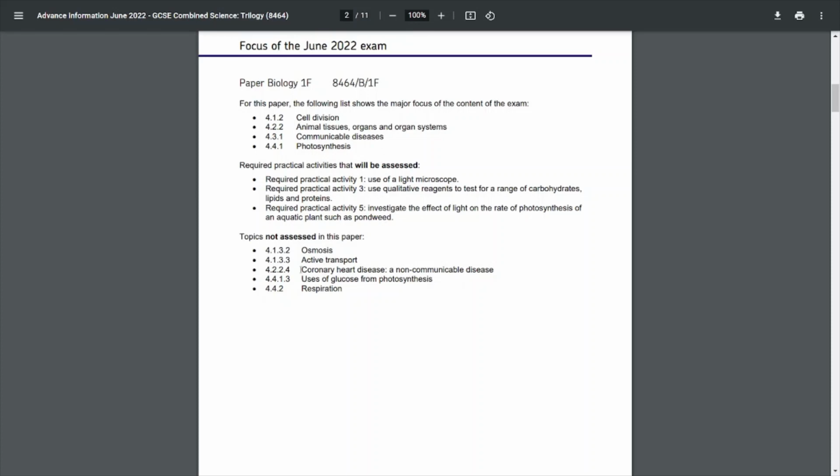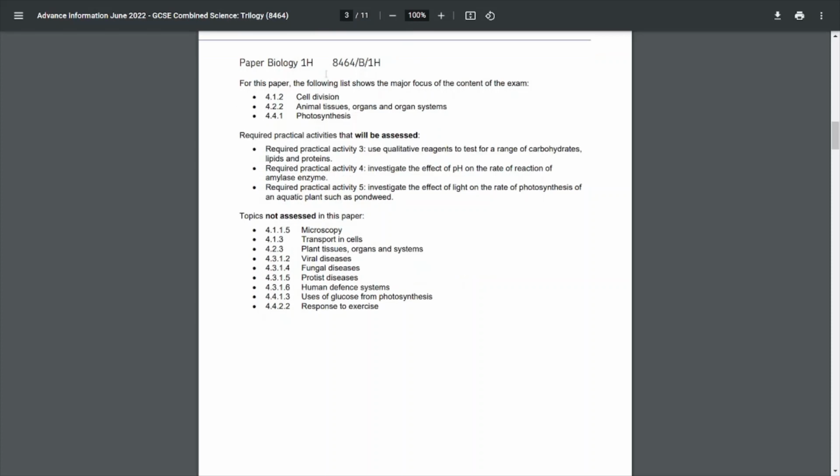As for stuff that's not coming up at all, the coronary heart disease stuff and all the cardiovascular diseases are not going to be examined at all for Combined Science Foundation, and the plant tissues and organs bit might come up. Combined Science Higher, once again we see the animals, tissues and organs bit, we see the food tests practical, but we also see the effect of pH on the rate of reaction of enzymes practical come up as well, and cut out entirely is the plant tissues, organs and organ systems. So Combined Science Higher, you can focus entirely on animals.